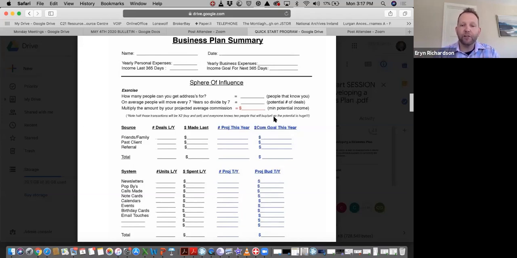The other way that I've heard is just times it by 14%, because if you're at 14% of your sphere of influence, that's a healthy number. If you're closer to 20, you're doing more business. If you're down there at 10, you need to sharpen up. So these are how the numbers work.